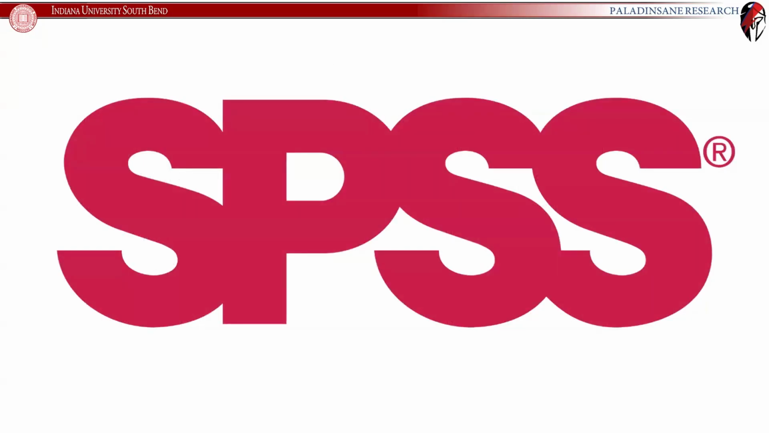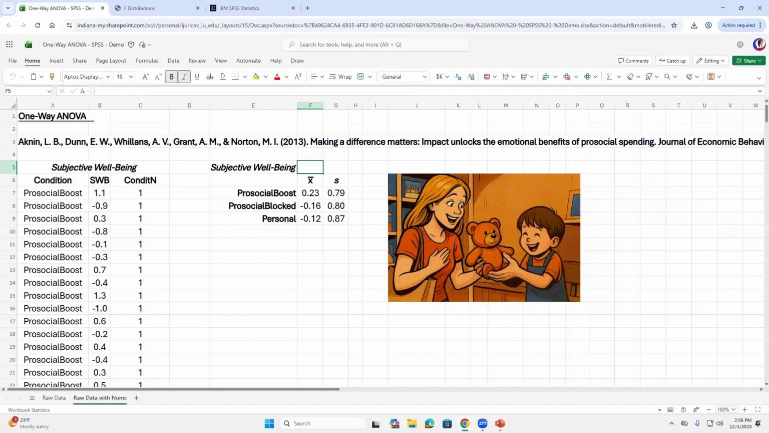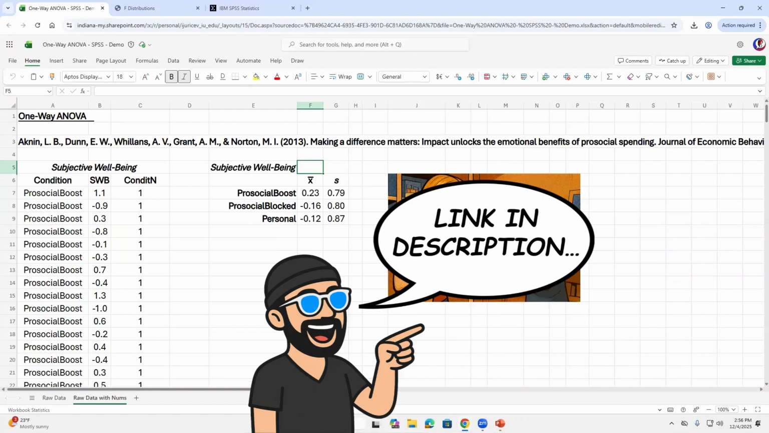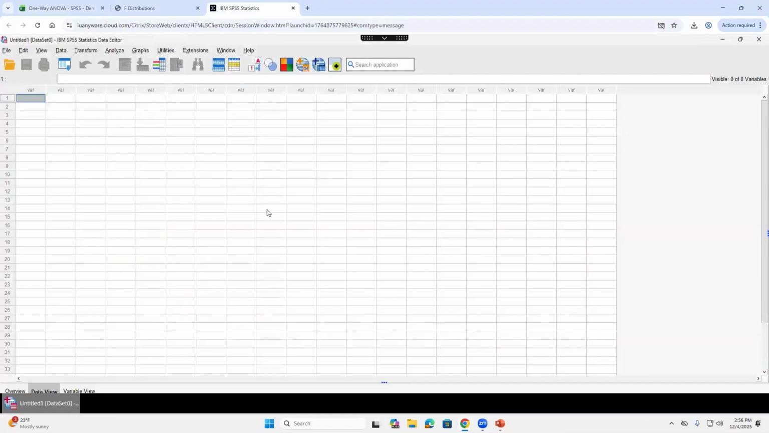All right, so now we're going to go to SPSS. Now we're going to do the analysis and do the follow-up analyses. So, if you haven't already, open up the one-way ANOVA SPSS demo. This is the same Excel sheet that we were using in our last meeting. And also make sure that you are signed in and ready to go on SPSS.